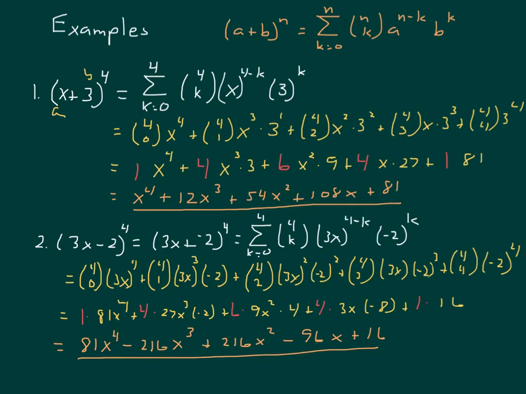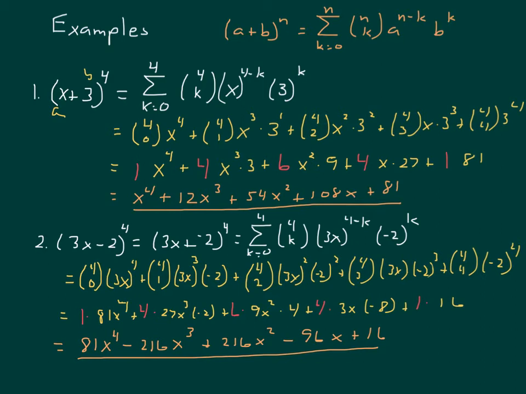And so if I expand that out, with the summation starting with k equals 0 going up to 4, I get 4 choose 0, x^4, plus 4 choose 1, x^(4-1), which is 3, times 3^1, plus 4 choose 2, x^(4-2), which will be 2, times 3^2, plus 4 choose 3, x^(4-3), which is 1, times 3^3, plus 4 choose 4, times 3^4.